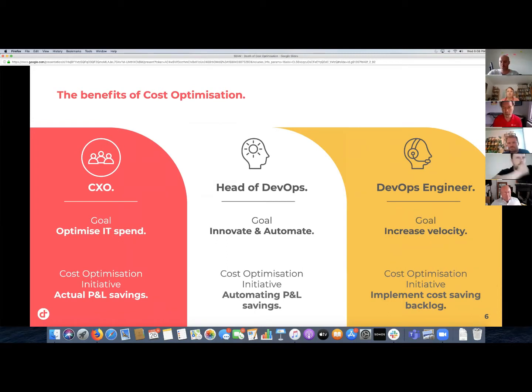From a head of DevOps point of view, you want to try and automate a lot of these savings, automate the cost stuff like scheduling, etc. And then from a DevOps engineer point of view, you've got a big backlog. So there's lots of things we can do to save costs. Where do we focus on? Where do we look at? And sometimes in the case of Andy and Dave, you're in a FinOps team, which is kind of a new term now, FinOps, financial operations, and their chief focus is how to save costs.